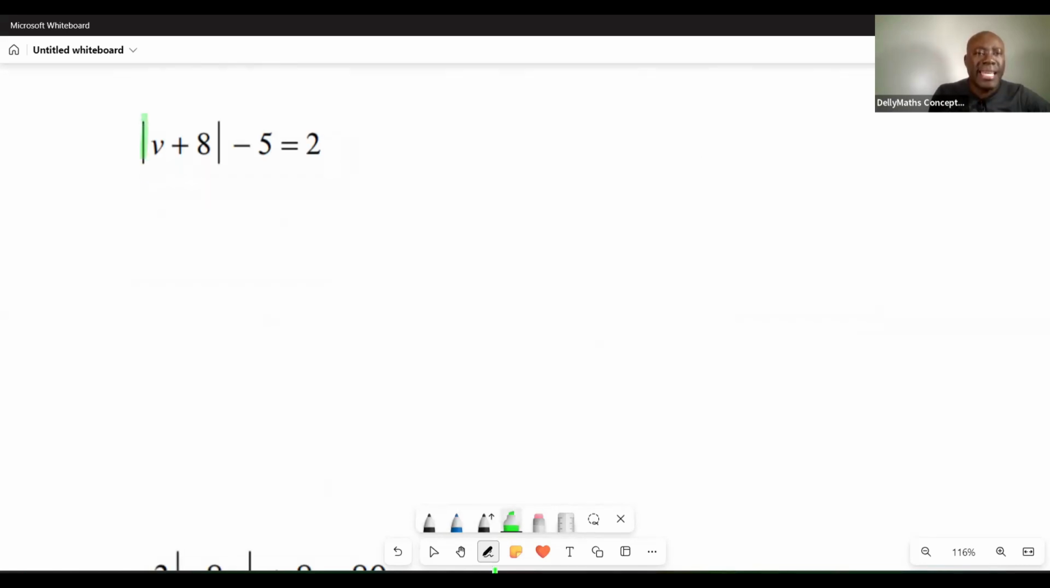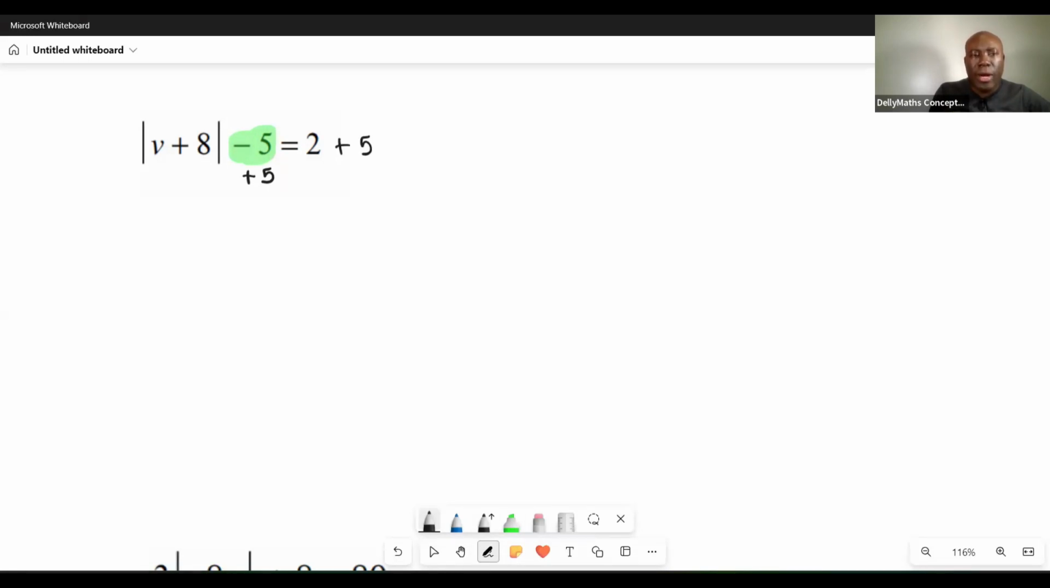We're looking at the absolute value of v plus 8, minus 5, is equal to 2. Now, whenever we have any absolute value question, what we want to do is to isolate the absolute value first. So in order for us to interpret what we have, we got to have this by itself. But on that same side, there is a negative 5. So the first move is that we want to get rid of that negative 5. We could get rid of a negative 5 by adding 5 to the left side, and then we're going to add 5 to the right side.